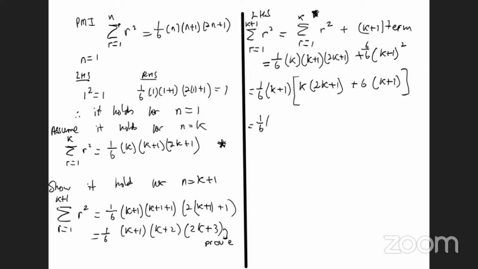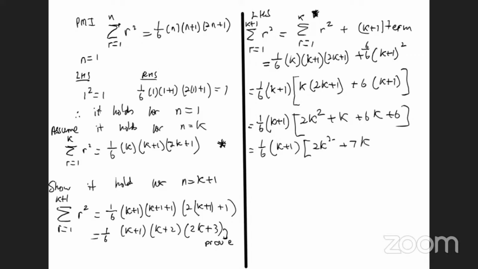And you'll be left with 6k plus 1. Multiply out inside here, you'll get 2k squared plus k plus 6k plus 6. You'll get 1/6 (k plus 1). You'll get a nice quadratic in here: 2k squared plus 7k plus 6. Right? We'll have to factorize that quadratic.